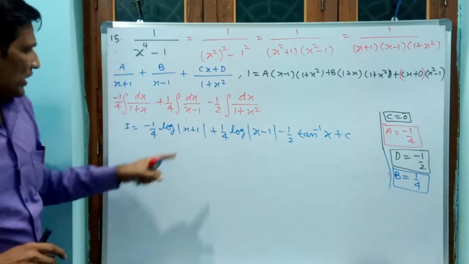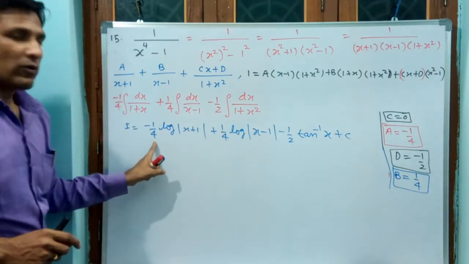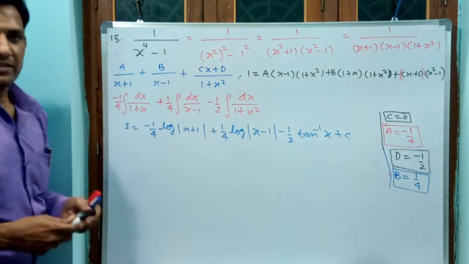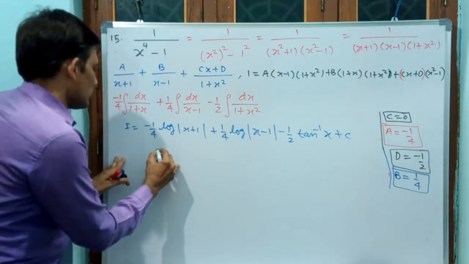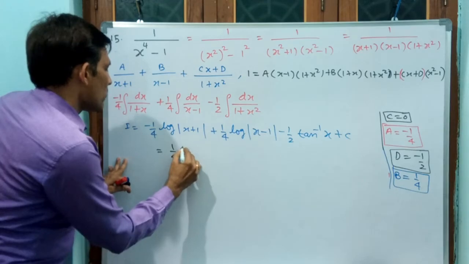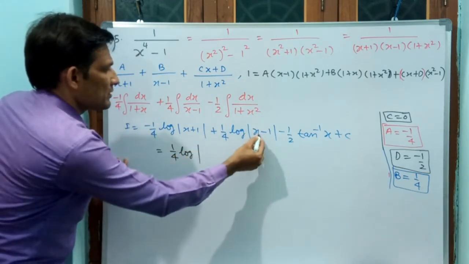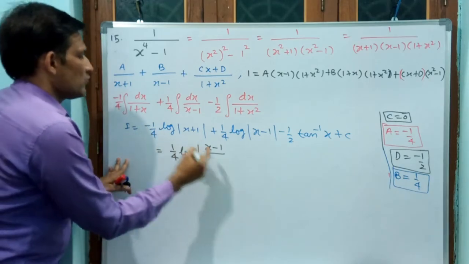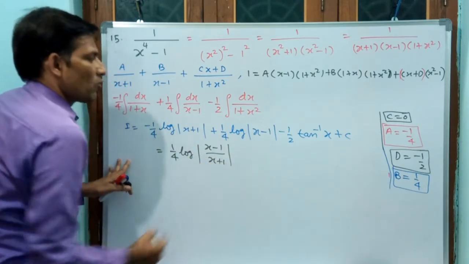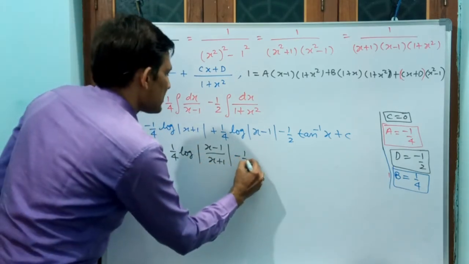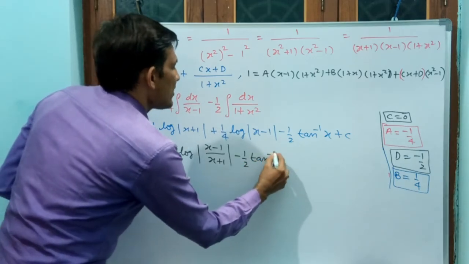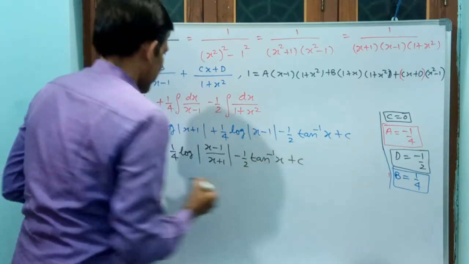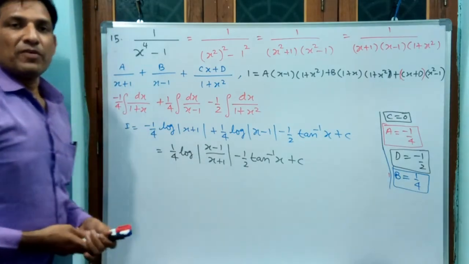Now we can do something. 1 by 4 log is there in both; here minus is there, here plus is there, so you can take it common. That is equal to 1 by 4 log of modulus. Because of plus, you write x minus 1 in the numerator. Because of minus, you write x plus 1 in the denominator. Close the modulus, then minus 1 by 2 tan inverse x plus c. This will be the answer for your 15th question.